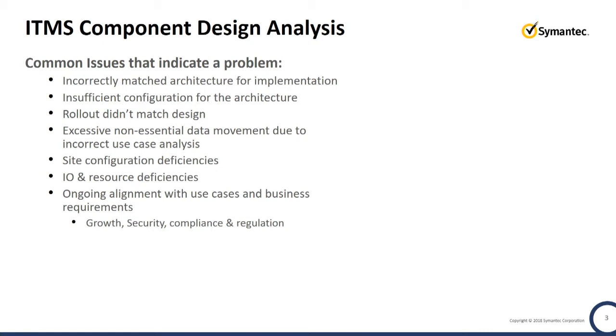Insufficient configuration for the architecture is basically saying I use the out-of-the-box settings for my 35,000 node implementation. Well, you know what's going to happen. The defaults are set for 1 minute for requests and so on. It's going to be a very busy architecture. Another is that the rollout didn't match the design, so you did all the work to get this thing architected on a big Visio diagram and all that, but you didn't match it to the actual physical needs.